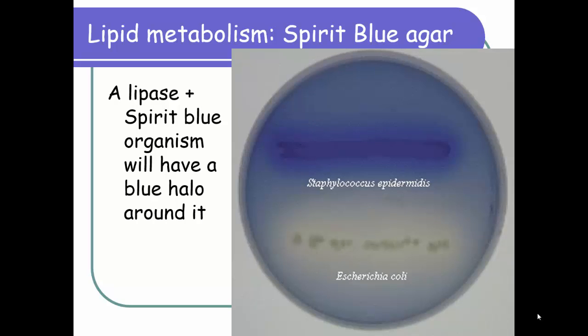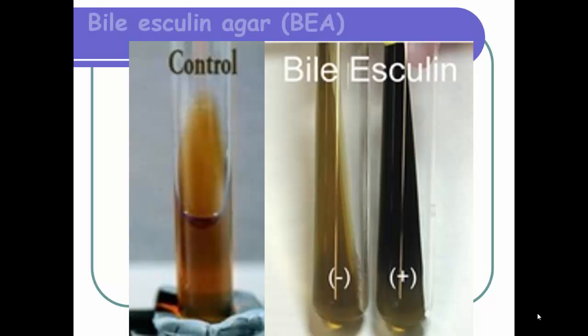This has had a lipid, actually milk lipid, added into the media. A lipase positive spirit blue organism will have a blue halo around it, as the Staphylococcus epidermidis shows. The E. coli actually clears the bluish color and therefore is lipase negative.